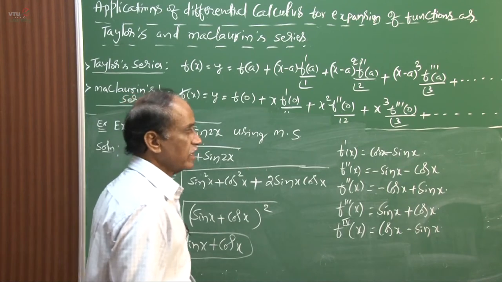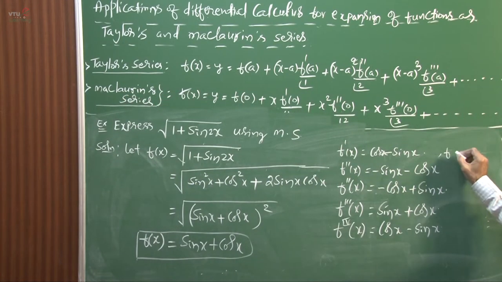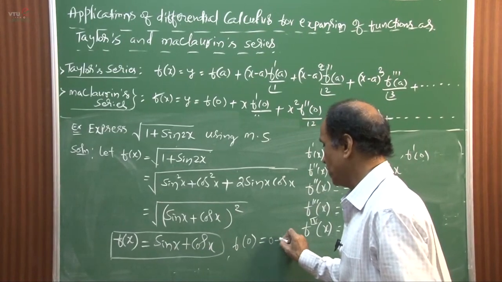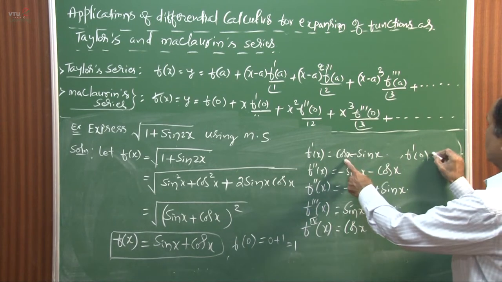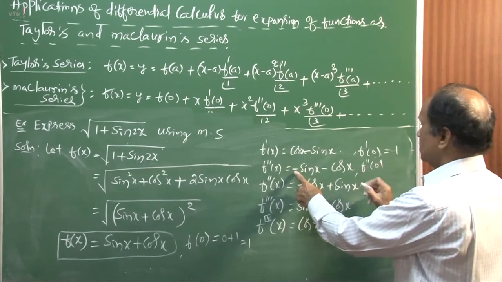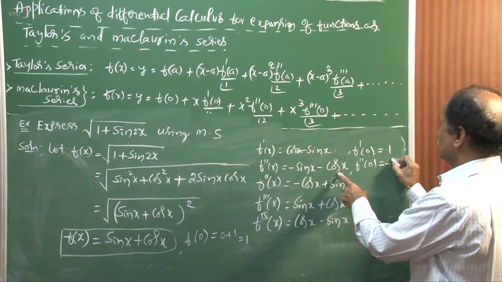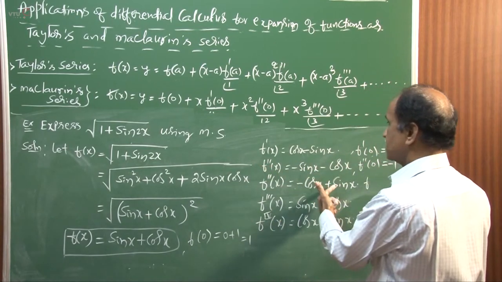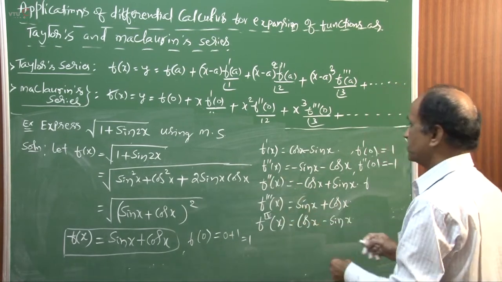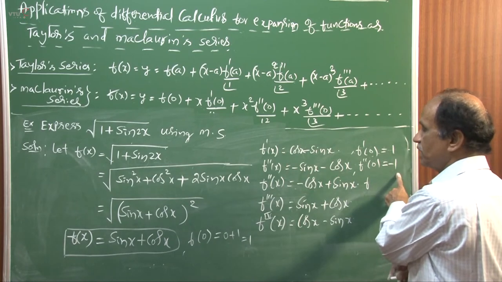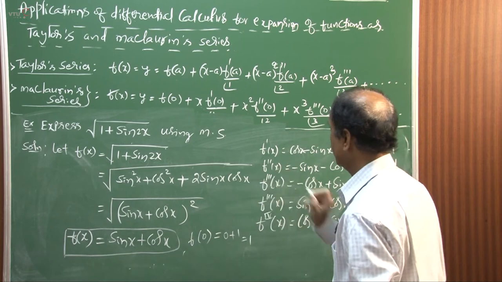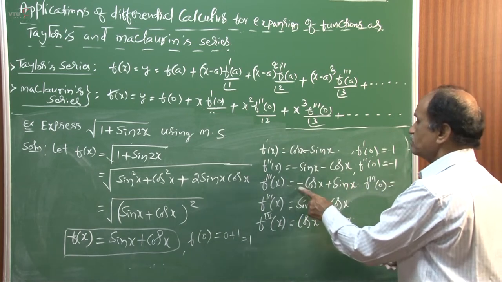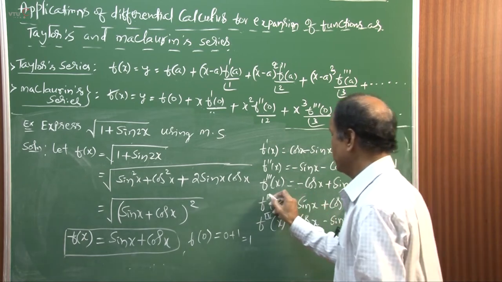So now I will write every functional value after the differentiation process is completed. Now f of 0 is what? F of 0 is equal to sin 0 plus cos 0, that is 0 plus 1, that is equal to 1. Then f dash of 0, that is cos 0 equal to 1, sin 0 is 0. And f double dash of 0, this is sin 0 and cos 0 is 1, because of minus you write minus, that is equal to minus 1. Then f triple dash is minus of cos x plus sin x, okay. That is f triple dash of 0 is equal to minus 1, and this is for the fourth order derivative.